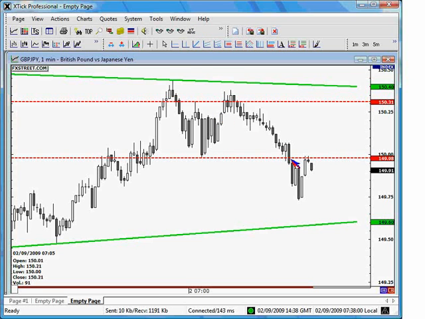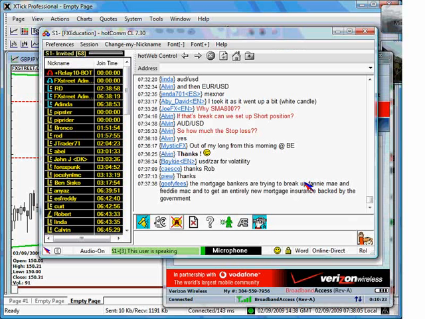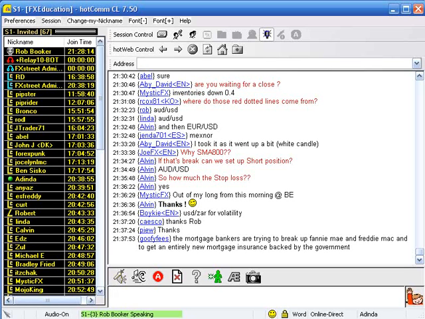One more small glance at the pound yen. Could have been in, could have been out, and taken some money off the table already.